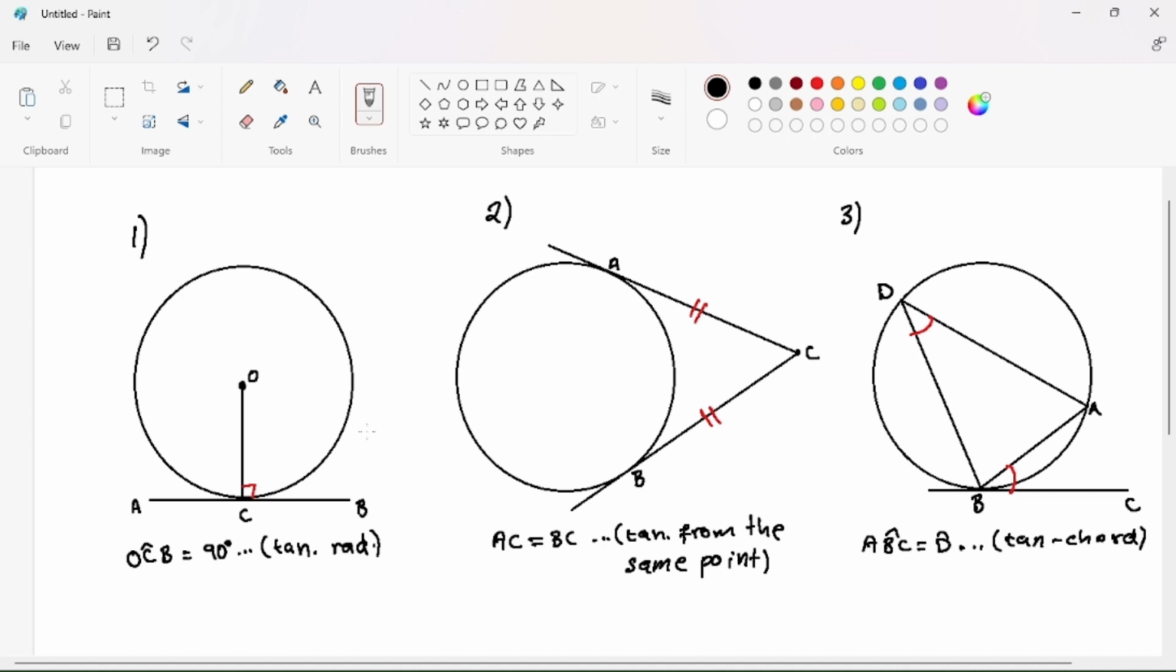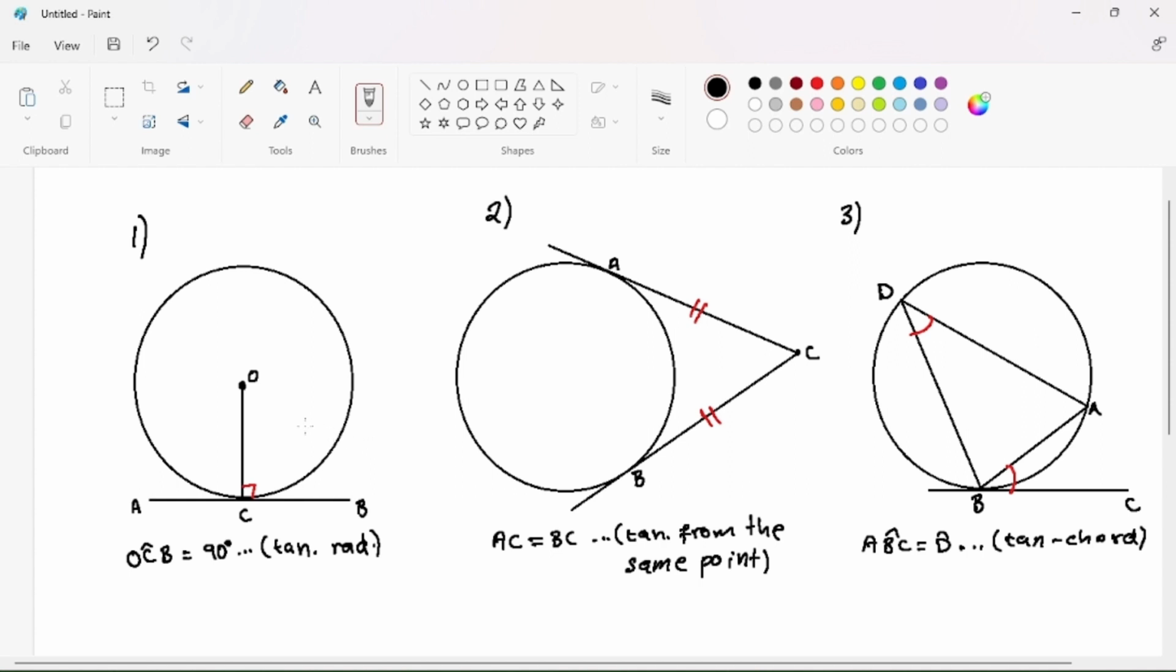In this video, I'm going to teach you all you need to know about tangents and each and every theorem that governs tangents. By the end of this video, you are going to be able to solve each and every question that is associated with tangents. So we are having these three scenarios when it comes to tangents.